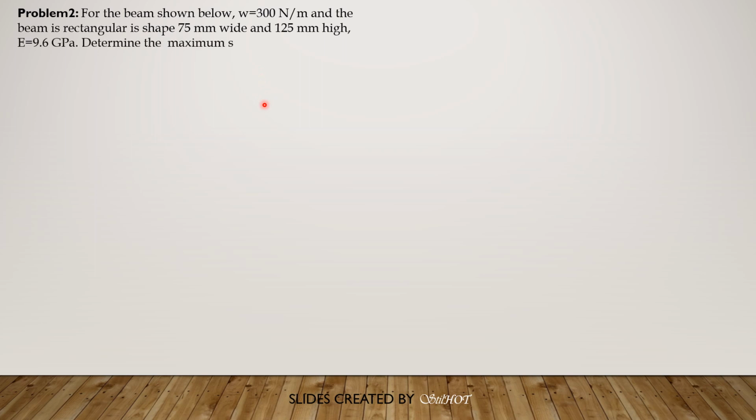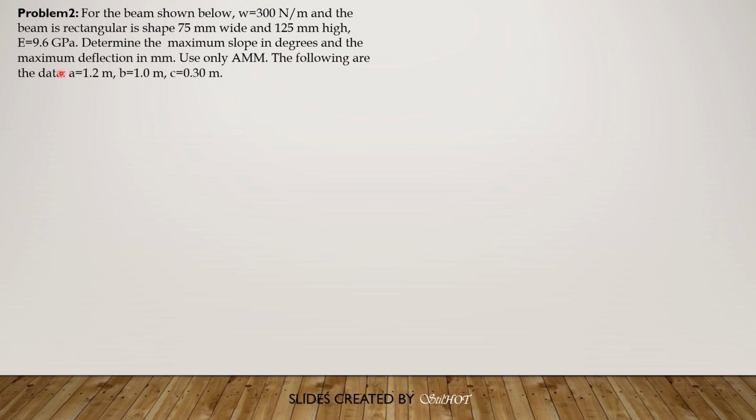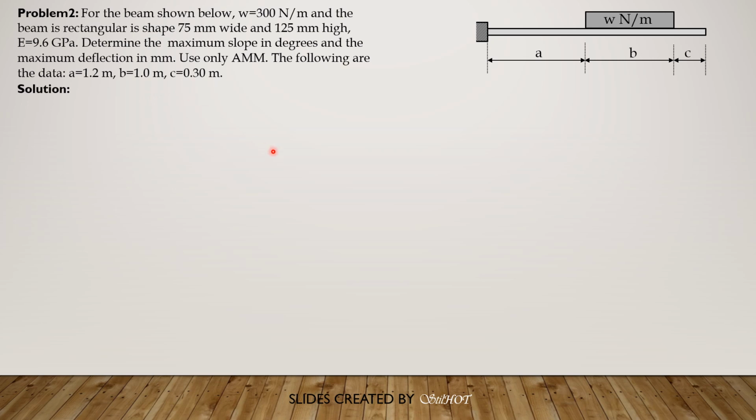For our second example, for the beam shown below, the uniform load is 300 Newton per meter and the beam is rectangular in shape, 75 mm wide and 125 mm high. Modulus of elasticity is 9.6 gigapascals. Determine the maximum slope in degrees and the maximum deflection in mm. Use only area moment method. The following are the data. A is 1.2, B is 1.0 meters, and C is 0.3.